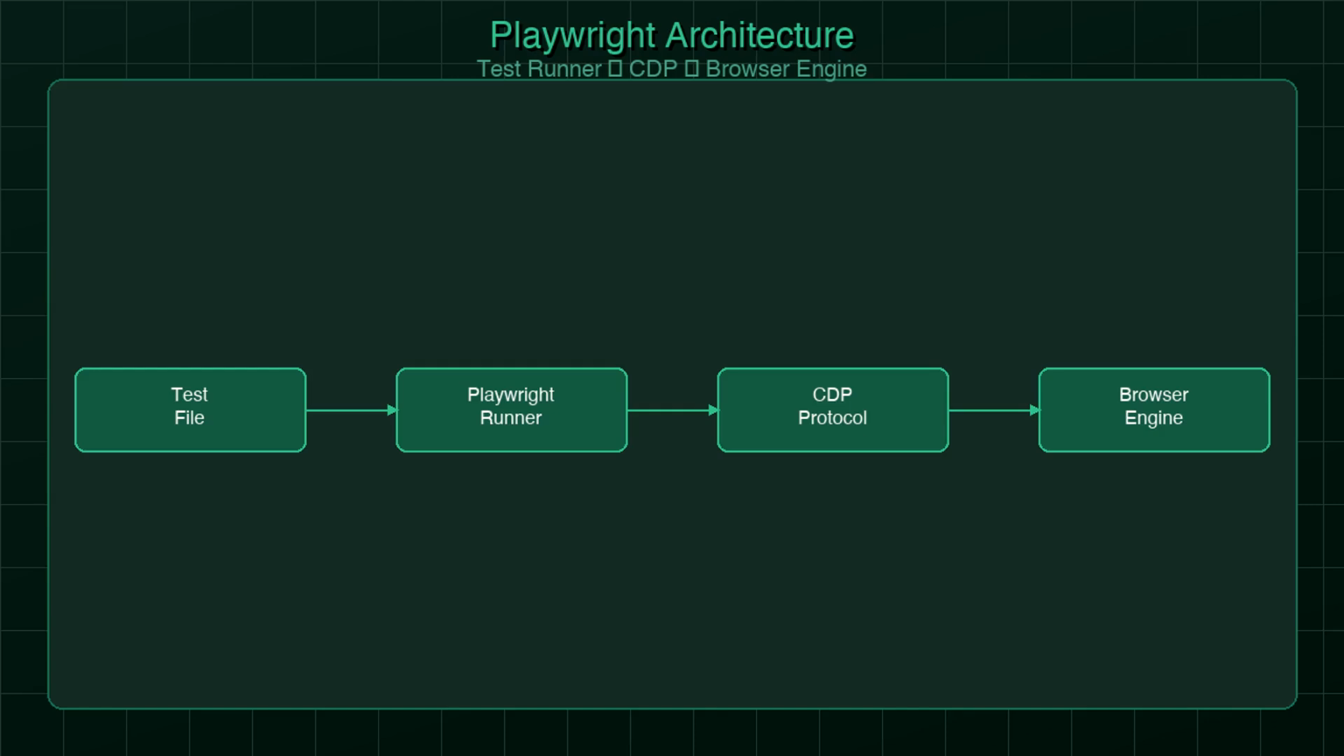Cypress originally only supported Chromium-based browsers, no Firefox, no WebKit, no Safari. Cross-browser testing required a separate tool. It ran tests in a single tab, in a single browser instance, which meant parallel execution required third-party plugins or a Cypress Cloud subscription. And it was JavaScript only. If your team was running Python or C# tests elsewhere, Cypress lived in a separate world.